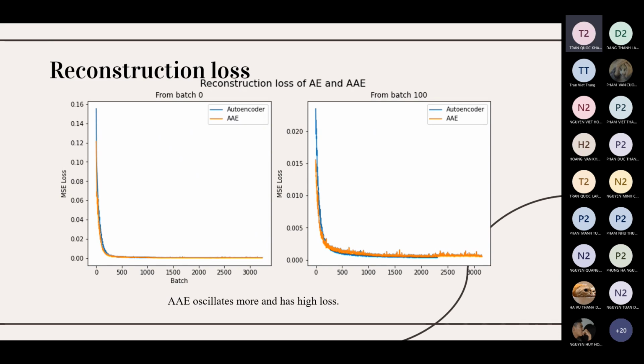Okay, so the third part now I will talk about our results. And the first one is comparing between the autoencoder and adversarial autoencoder. And we observe that the autoencoder has better performance than the AAE. And you can see the orange line here is the AAE loss, and it oscillates more and has higher loss compared with the autoencoder.